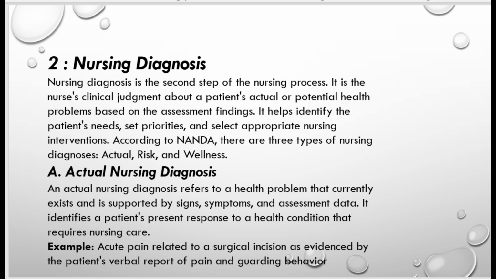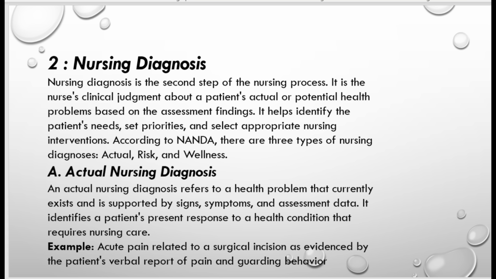Let's discuss each type one by one. Actual nursing diagnosis. An actual nursing diagnosis refers to a health problem that currently exists and is supported by signs, symptoms, and assessment data. It identifies a patient's present response to a health condition that requires nursing care. Example: acute pain related to a surgical incision as evidenced by the patient's verbal report of pain and guarding behavior.